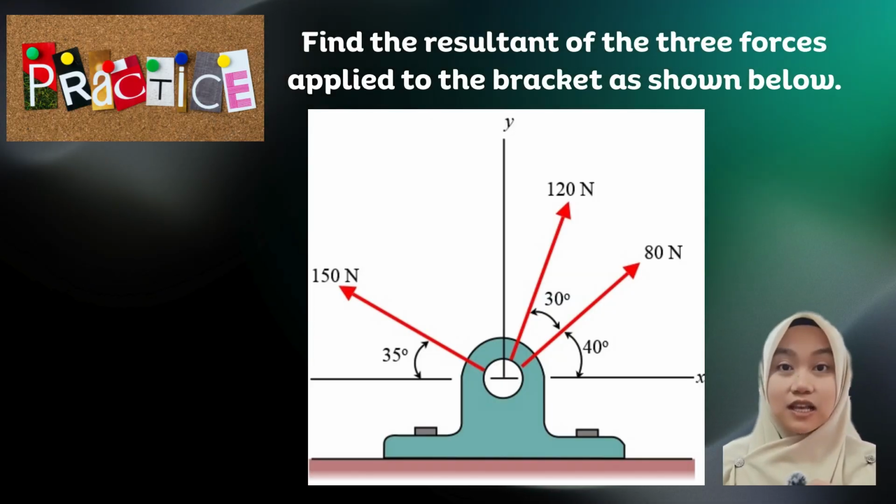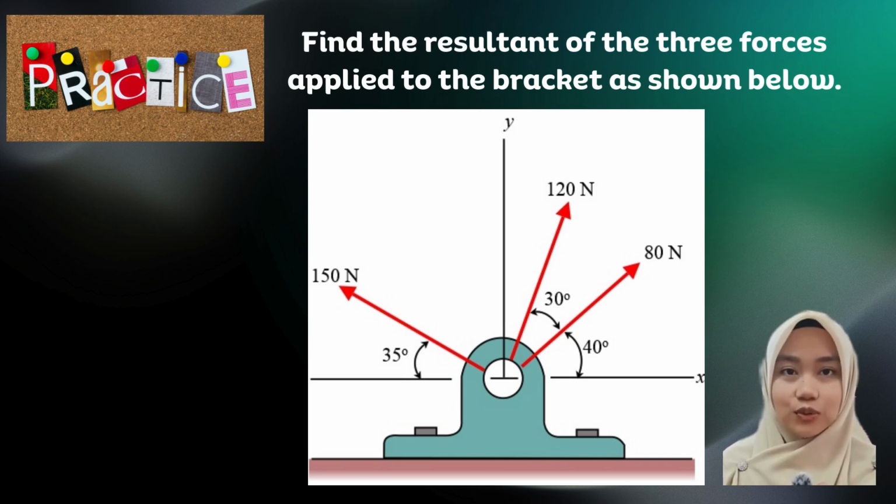We have just learned how to resolve a vector into horizontal and vertical components using cosine and sine, add the components to get total force along the x and y axis, and use those totals to calculate the resultant force and its direction. I hope this explanation helps you to understand the process better. Now, let's try one example together, step by step, so you can apply what you have just learned.